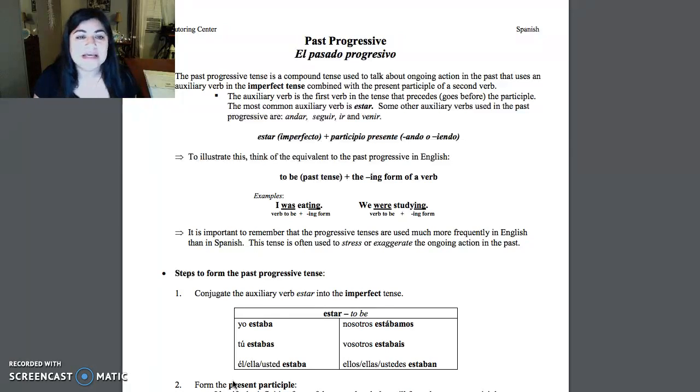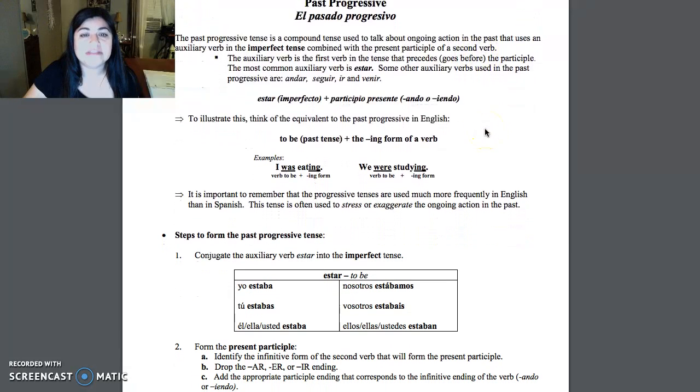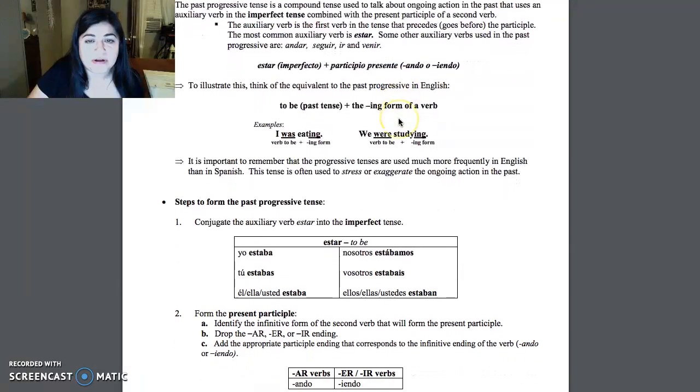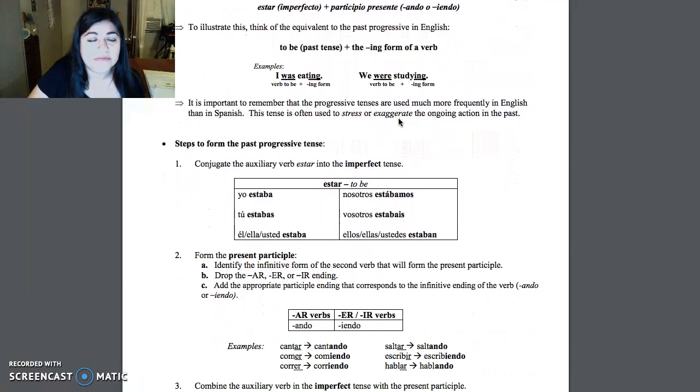Bueno, en inglés, the past progressive tense is a compound tense, used to talk about an ongoing action in the past that uses an auxiliary verb in the imperfect combined with the present participle of a second verb. The auxiliary verb is the first one. That would be the verb estar, which means it goes right before the participle. Right here, the verb estar in the imperfect. So we've already worked with the ando and yendo. To illustrate this, let's take a look here. Remember, estar means to be.